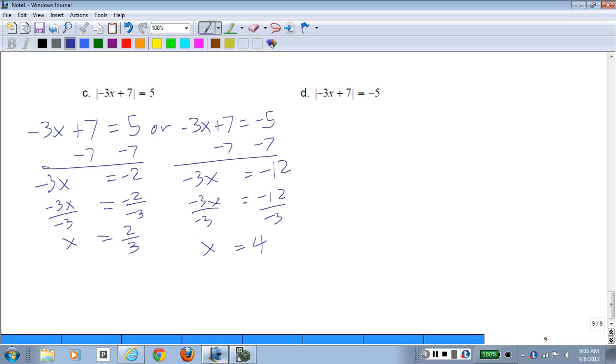So 2/3 makes the expression inside the absolute value equal to 5. 4 makes the expression inside the absolute value equal to negative 5. But either way, absolute value equals 5. So each one of these satisfies the equation.